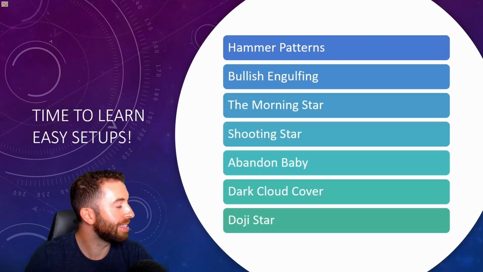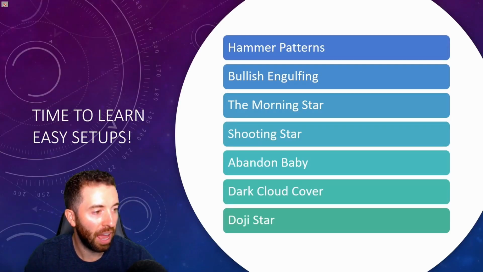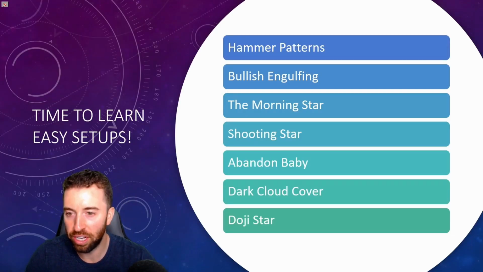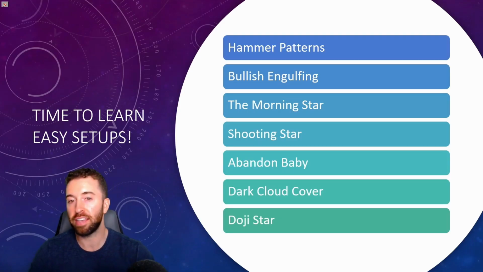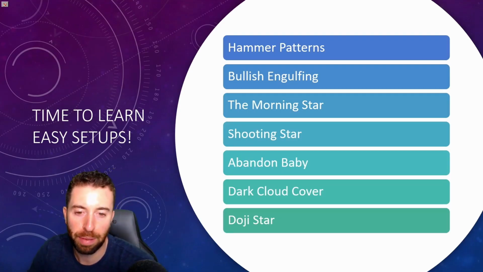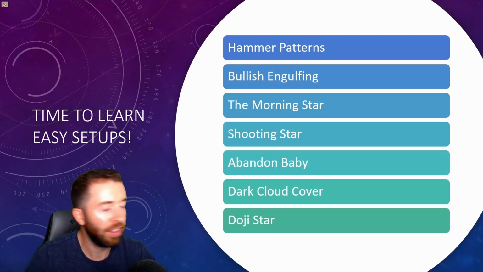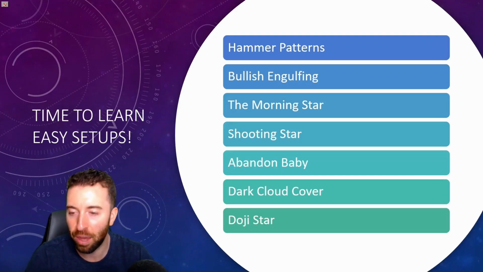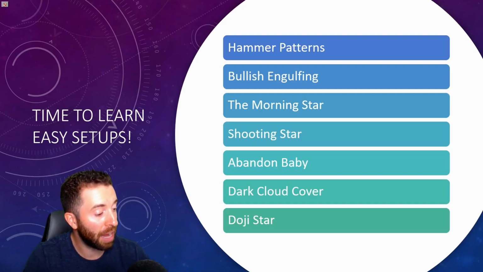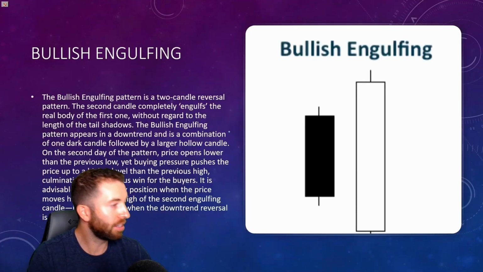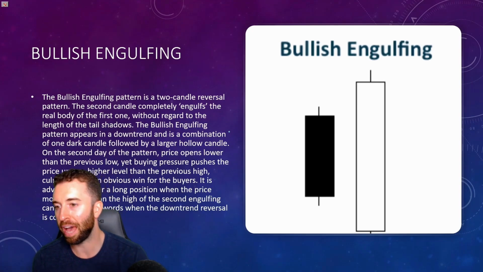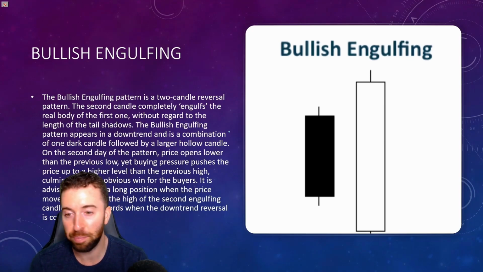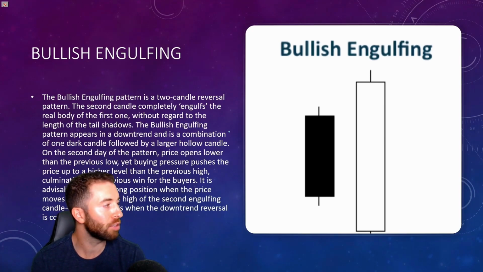So here are some easy setups that you may want to learn as a trader, always watching these patterns. Some of my favorite setups: hammer patterns, bullish engulfing patterns, the morning star, shooting star, abandoned baby, dark cloud cover, doji star. There's a lot of candlestick patterns out there. I just want to teach you some of my go-to favorites. So we do have the bullish engulfing pattern. This is a very consistent pattern. It works a lot. That's why I like it.